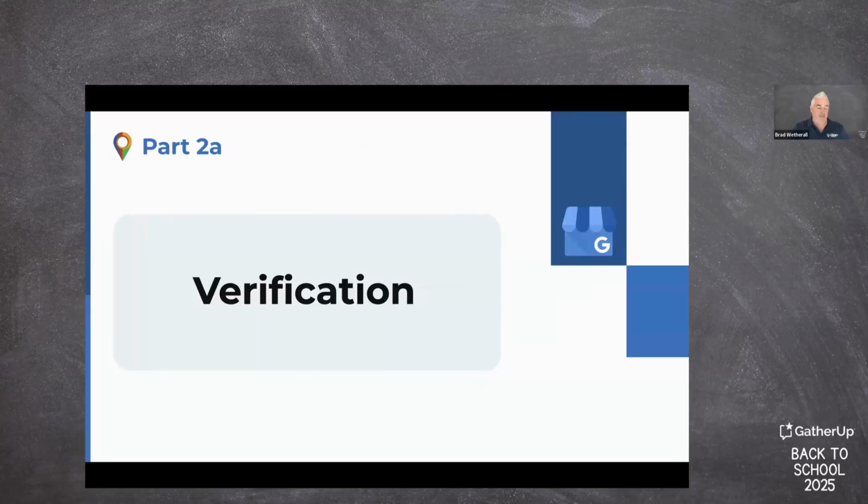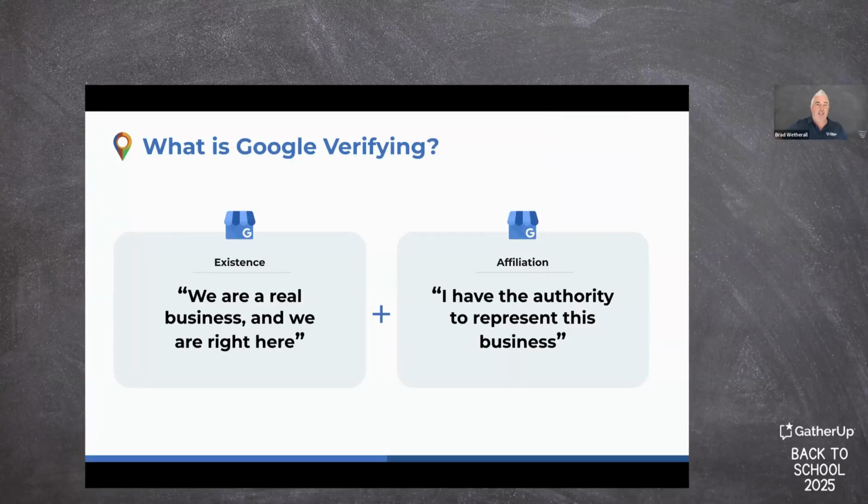So the first one is verification. In order to know how to resolve verification issues, you first have to understand what Google is verifying. And it's really only verifying two things, right? It's attempting to verify that the business exists in the real world, and that is both in the form of, is it a legitimate business? Does the business exist? And does that business exist at that physical location in the world? That's primarily for storefront businesses, but the same holds true for service area businesses.